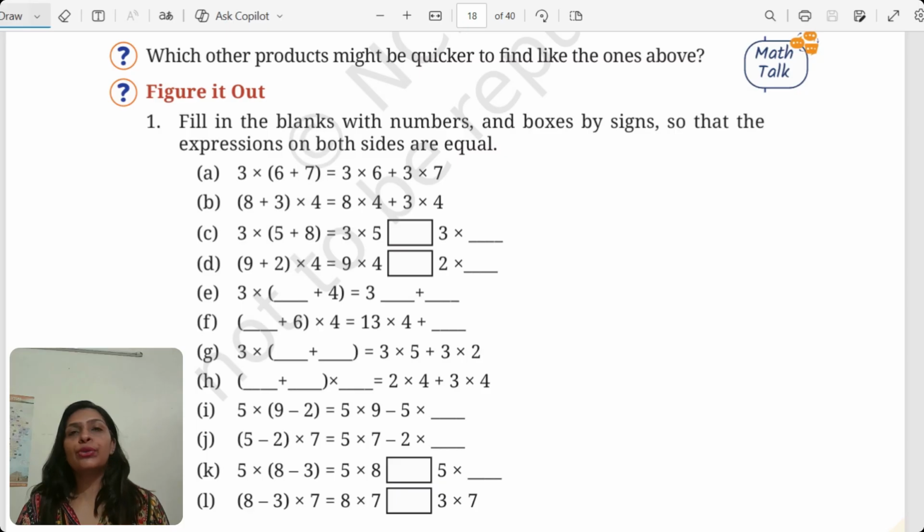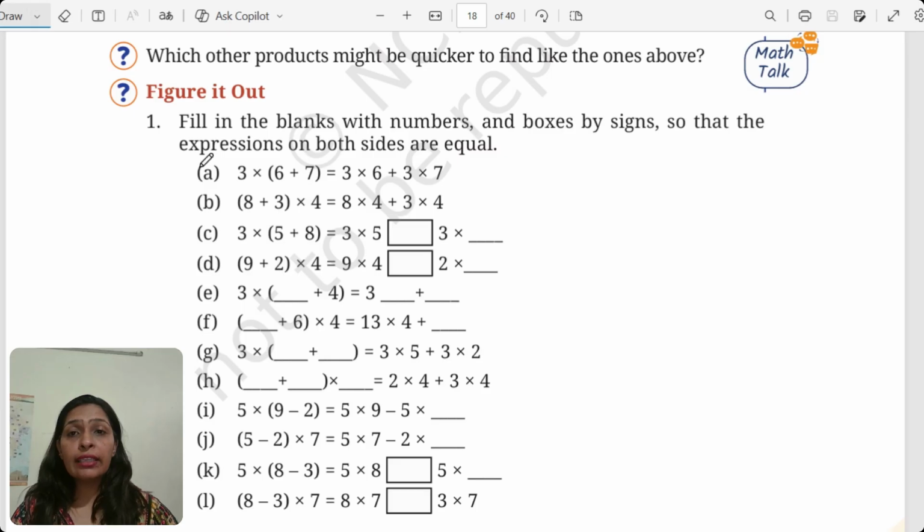And if you have not watched the previous one, do watch it so that we can have a better understanding of this topic. So in today's video, we are going to cover the Figure It Out given on page number 41. Okay, so let's begin doing that.